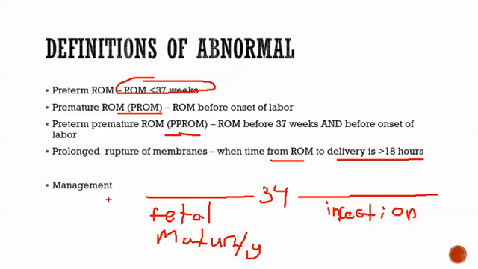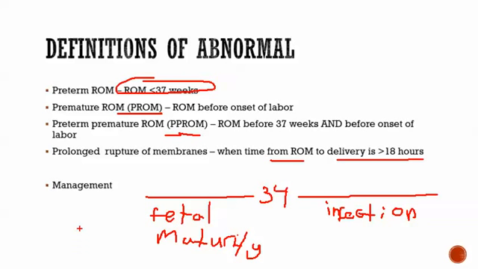If you're before 34 weeks, then you're more concerned about fetal maturity. If you have PPROM, preterm premature rupture of membranes, there's no labor going on yet. So you can give antibiotics, ampicillin and erythromycin, which increases the time between rupture of membranes and labor onset. Then you can also give steroids to help the lungs mature.